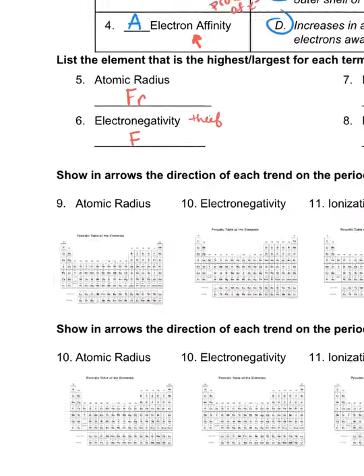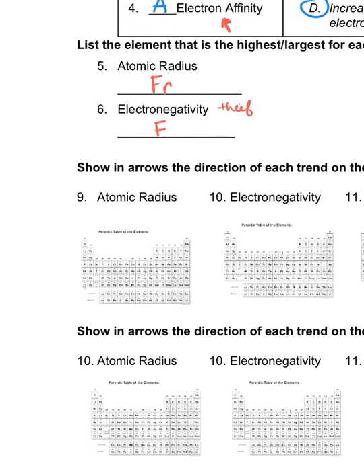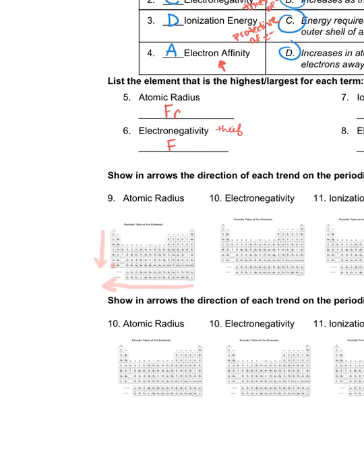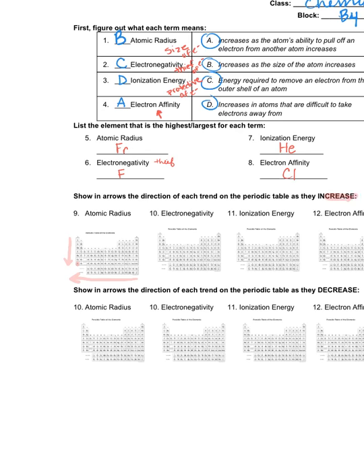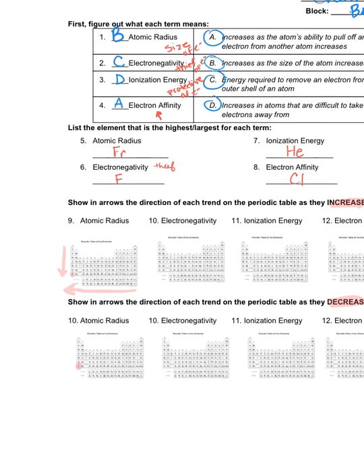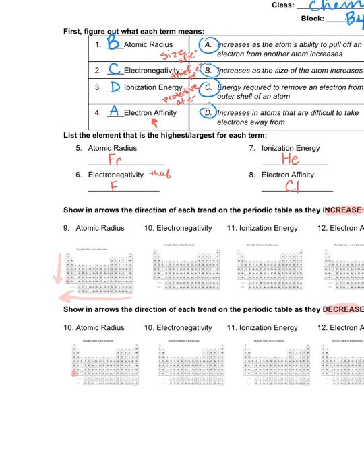So what we're going to do for these is we're going to look at atomic radius. Francium is the highest atomic radius. So it's at the bottom and on the left side of that chart. Elements that are more left or more down below or toward the bottom tend to have higher atomic radius. Now notice that this says increases and decreases. If they ask you about decreasing atomic radius, it would go in the opposite direction. It would get smaller as we go up and to the right.